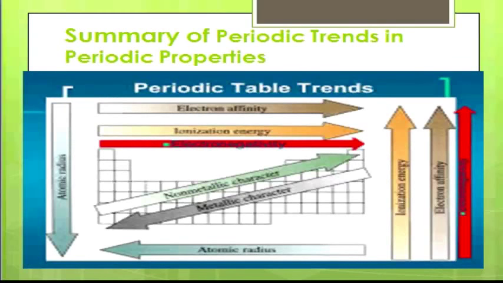This is the summary of periodic trends in the periodic properties, in which we can see that electron affinity is increasing and atomic radius is decreasing. This is the summary of trends in the periodic properties of elements in the periodic table.